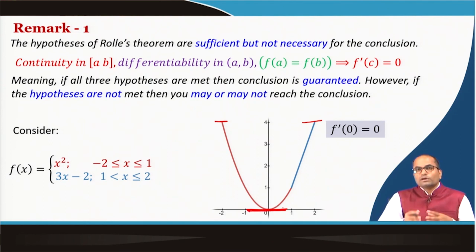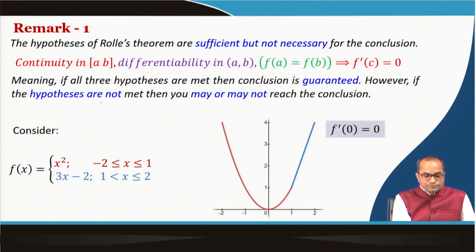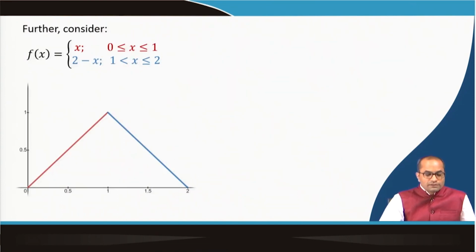This conclusion is not because of Rolle's theorem. For this function there is a point where the tangent is parallel to the x axis, but this conclusion did not come from Rolle's theorem. So, as it is written here, you may or may not reach the conclusion. In this case we are reaching the conclusion, but that is not because of Rolle's theorem.